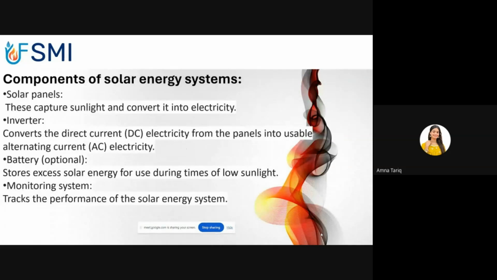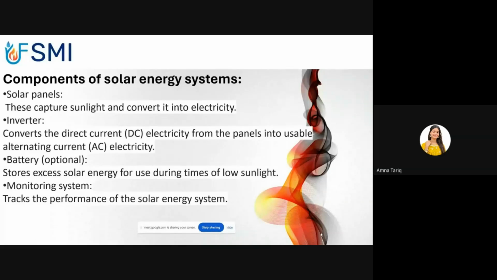Next are the components of solar energy systems. Several components are very important for the construction of solar energy systems: solar panels, inverter, battery, and monitoring systems. A basic solar energy system typically consists of solar panels, an inverter, and a monitoring system. Some systems may also include a battery for energy storage.